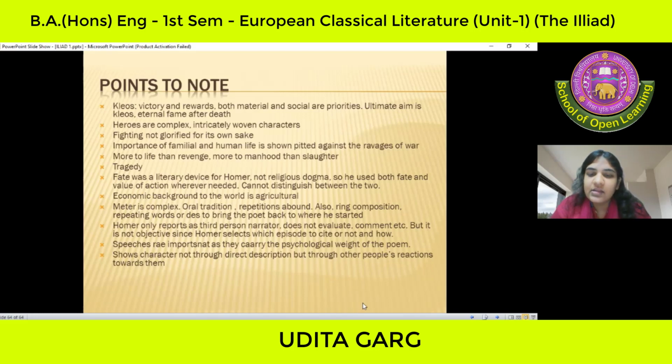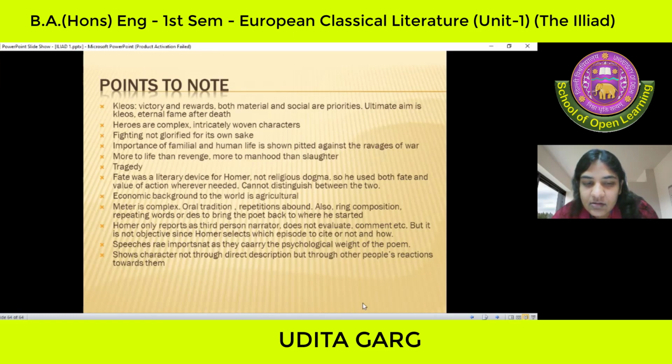Now, speeches are important as they carry the psychological weight of the poem. A lot of the time we see that speeches are made, especially by the orators like Nestor, Polydamas or Odysseus. There are multiple instances of speeches being made, or Agamemnon also. So they carry the psychological weight of the poem. What does that mean? They give us an insight into the mind of the characters. What are their beliefs? What are their values? What are they thinking? What are their thoughts? So they carry that psychological relevance in terms of how the character is constructed, what is going on in their mind, and what relevance it holds for the other characters as well.